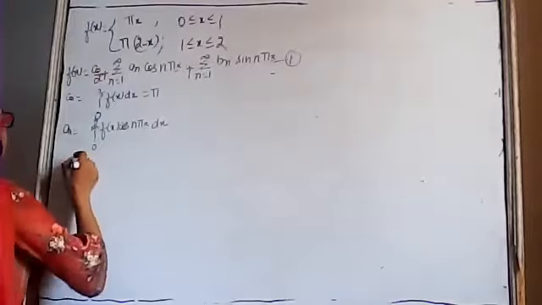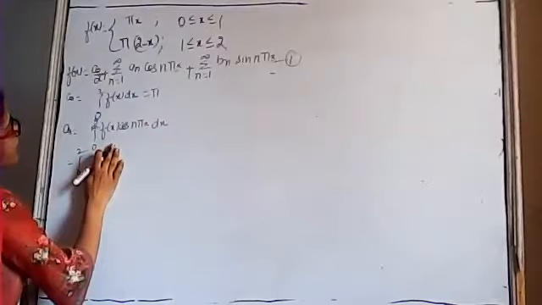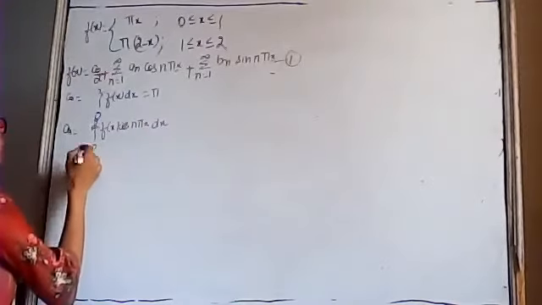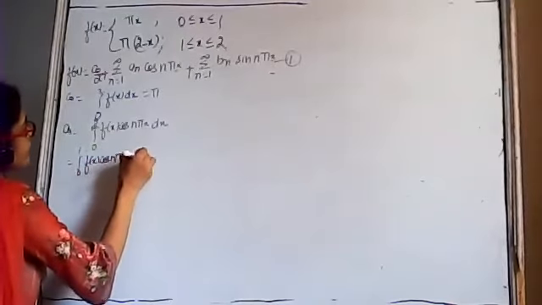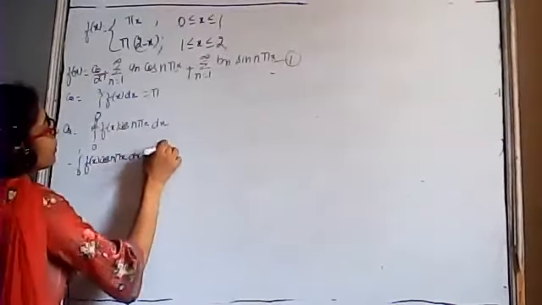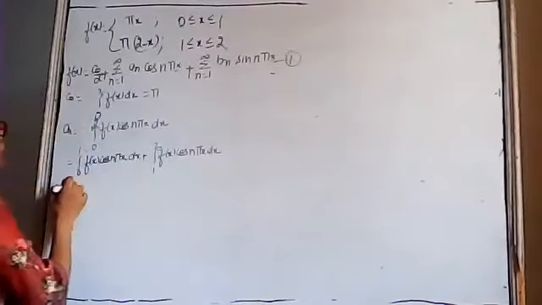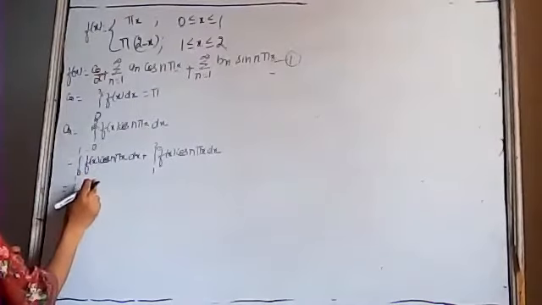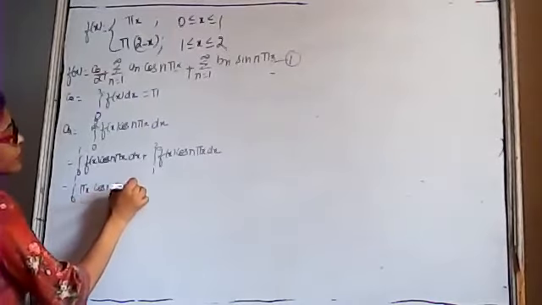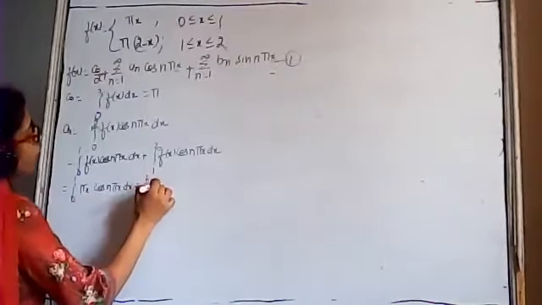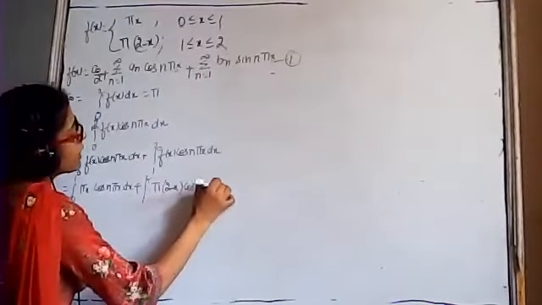The value of a n is equal to the integral from 0 to 2 of f(x) cos n pi x dx. Again, we have to divide this integral into two parts. One will be from 0 to 1 of f(x) cos of n pi x dx. Other will be from 1 to 2 of f(x) cos of n pi x dx. So this equals the integral from 0 to 1. In the interval 0 to 1, the value of f(x) is pi x, cos of n pi x dx. And in the interval 1 to 2, the value of f(x) is pi into (2 minus x) into cos of n pi x dx.